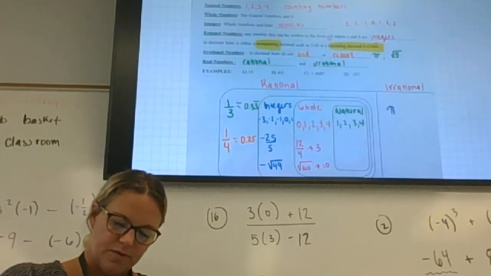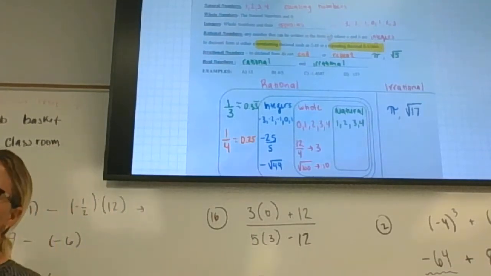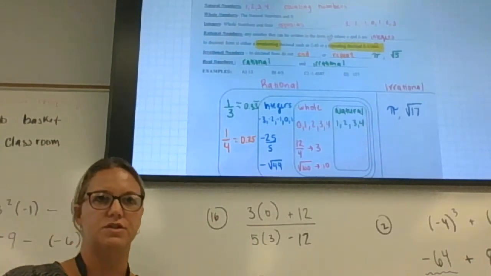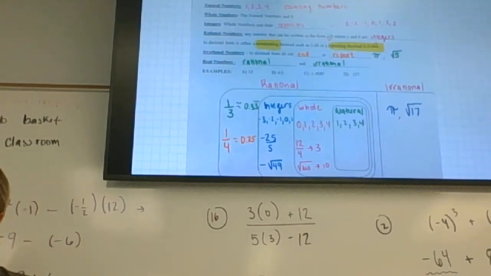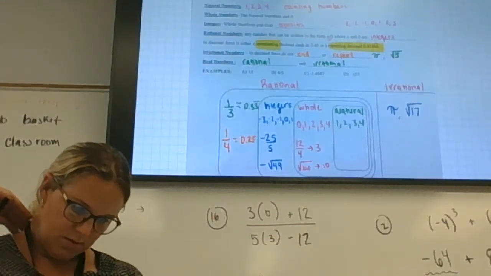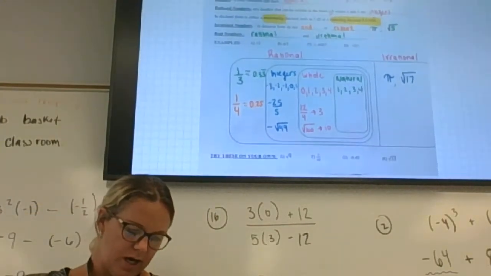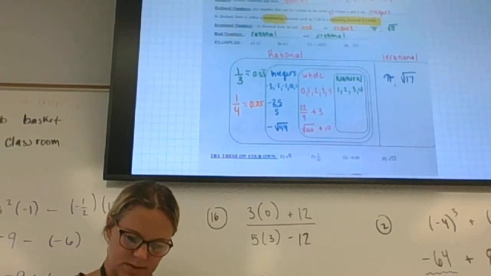Irrational, like we said before, is pi. Any number that doesn't actually square root well, if you just don't naturally know the square root of it, it's probably irrational. For now. All right, so let's do these examples now.